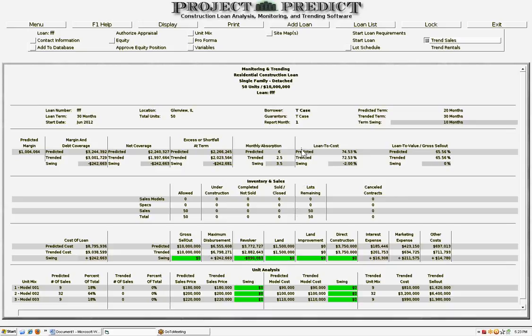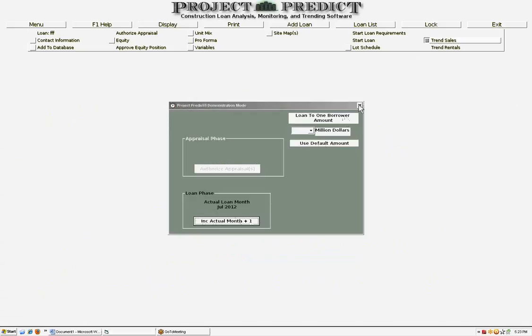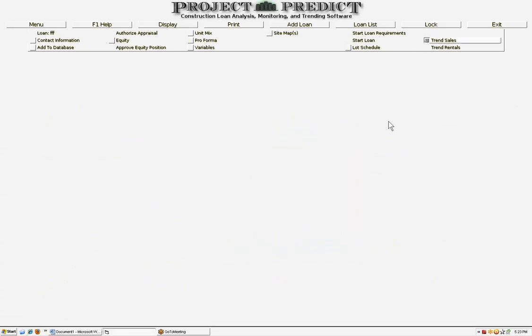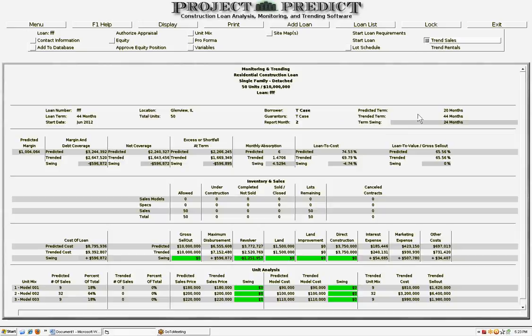I'm going to move it 1 more month just to show you, which is what I really intended, what occurs. Now we're looking at 44 months, a swing of 24, and 1.47 absorption per month. The margin coverage is shrinking by $600,000, which is exactly what the maximum disbursement is up. These are the costs that have been accumulated: interest, marketing, and other.